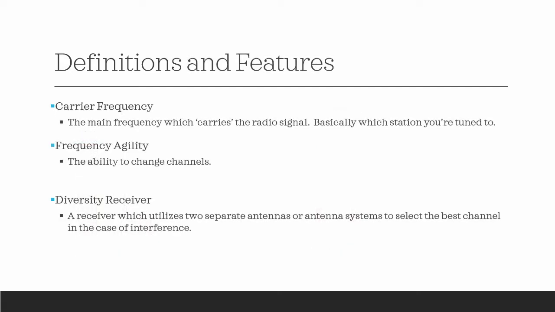Here are some other things that we want to define before we really get into this. First thing we want to talk about is your carrier frequency. Your carrier frequency is basically the main frequency which carries the radio signal. Effectively, it's which station you're tuned to. This is important to note as we get into this and start talking about coordination, which we'll cover in the next video. When we talk about which frequency, which channel we're tuned to, we're referring to the carrier frequency there.